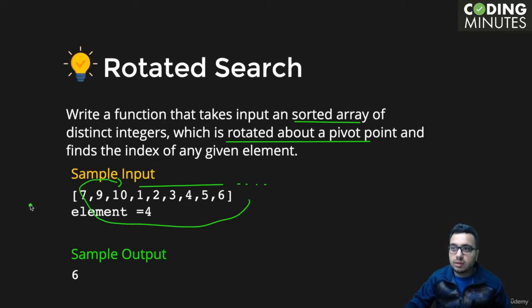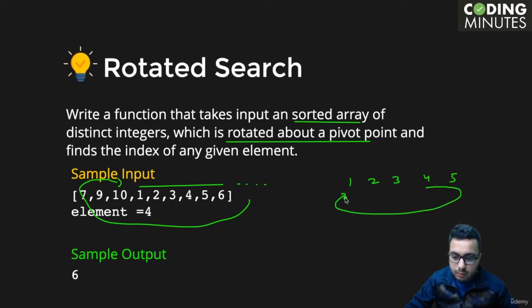Okay. So it's not a completely sorted array, but if you try to visualize this array, maybe let me give a small example. 1 2 3 4 5, let's say this was a sorted array, and if you rotate maybe about this point, let's say you rotate about 3 or 4, it will become something like this: 4 5 1 2 3. And you need to perform search. Maybe I say, okay, tell me where the element 2 is present.